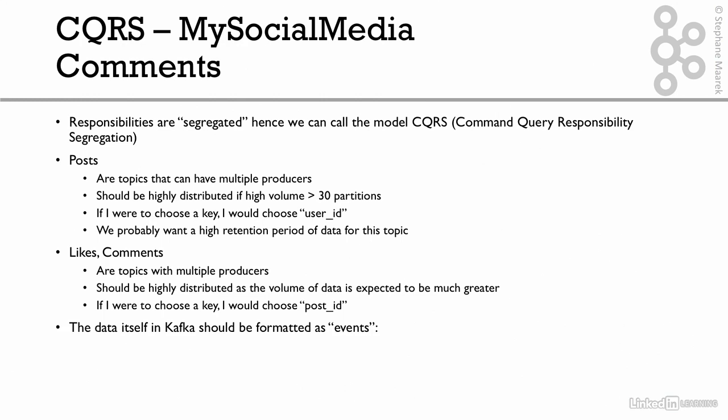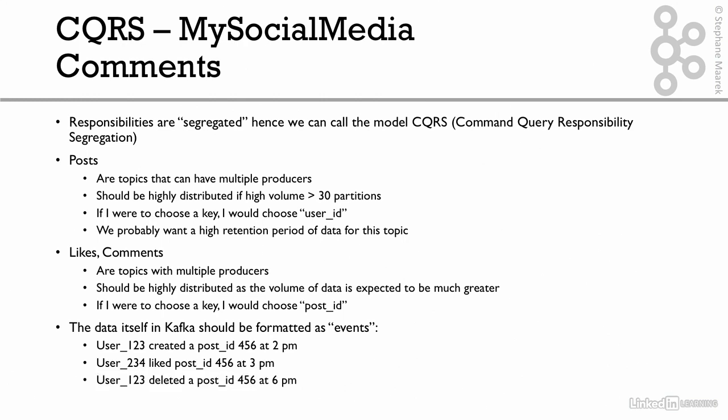And finally, just to comment, the data in Kafka, when it's produced, should be formatted as events to make things easy. So an event, what is it? It's basically saying user 123 created post ID 456 at 2 p.m. That's an event. And obviously you need to have more information, what the post contained, etc. Then liked the post and deleted a post. So basically it's an event and it should describe what happened. So that's it. Small introduction into CQRS, but Kafka does help in creating these kinds of architectures and solving these problems. Hope that was helpful, and I will see you in the next lecture.